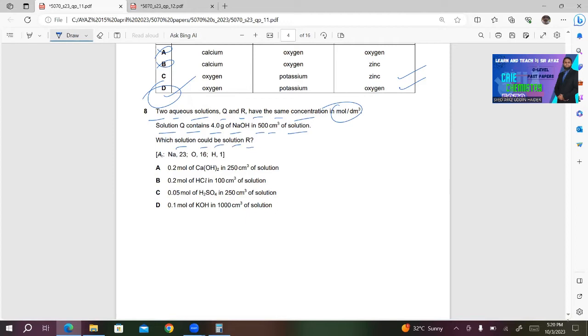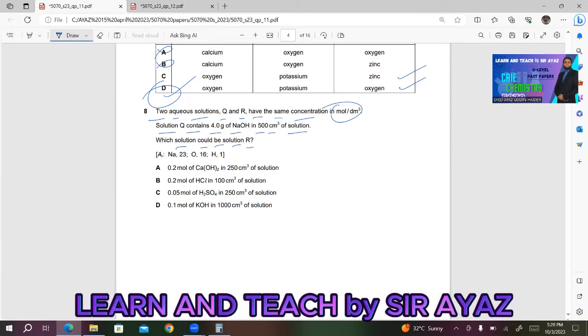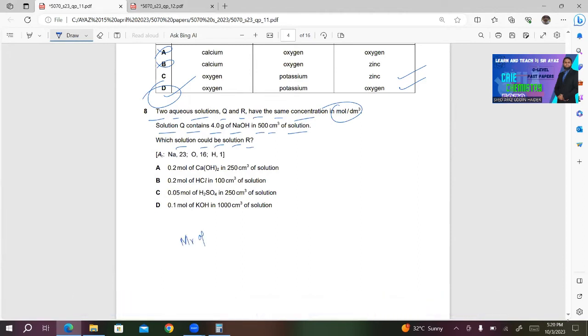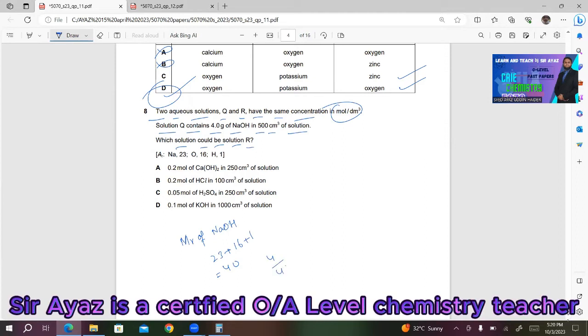So what I will do, I need to calculate the concentration in mole per dm cube for NaOH. The grams of NaOH is given. So I'm going to calculate the MR of NaOH. Na is 23, we have one oxygen, 16, plus 1. So it becomes 40. So if you divide 4 by 40, what you will get?